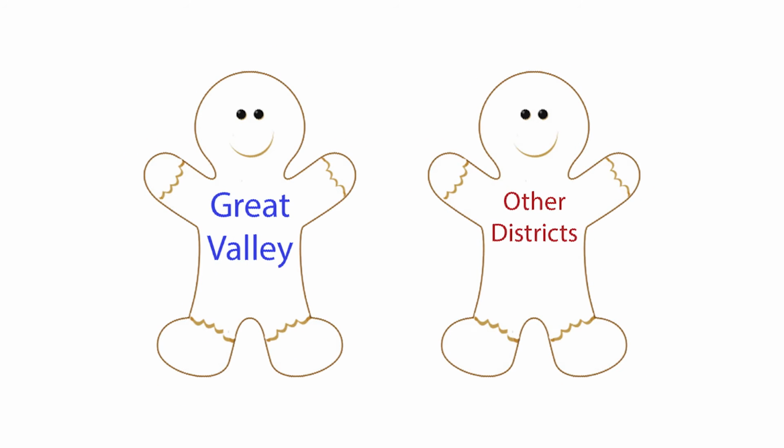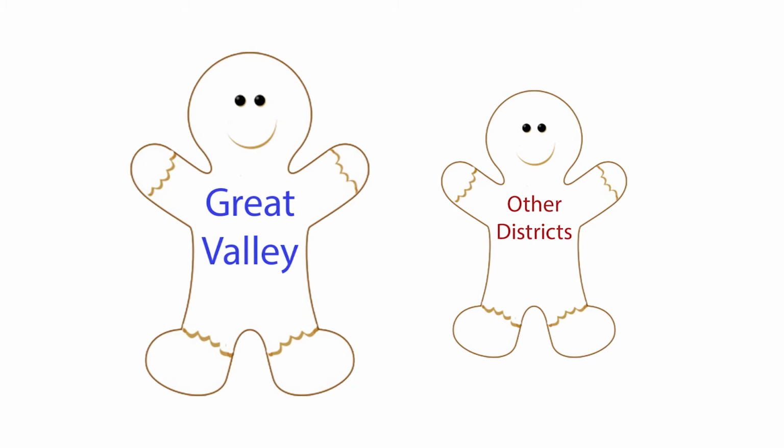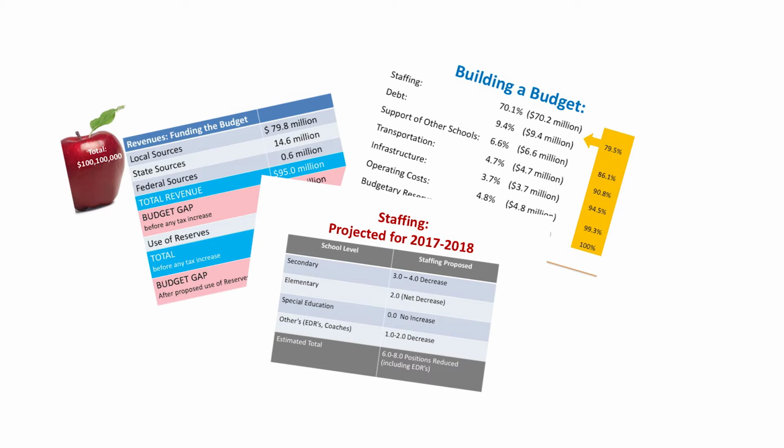All that to say, Great Valley admits that its per pupil expenditure is higher than some of our surrounding districts. That is primarily because of higher staffing levels at the secondary schools. Next year's budget, that is the 2017-2018 budget, proposes a reduction of staff, primarily at the secondary level, so that we are more aligned to the board-approved class size guidelines.